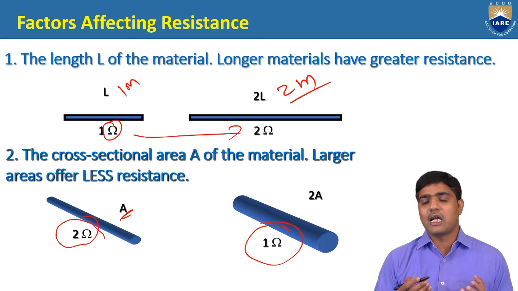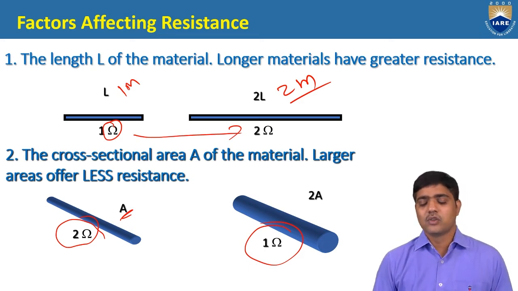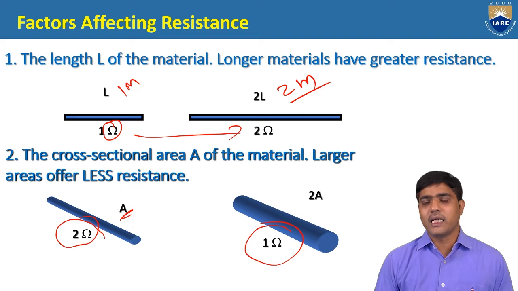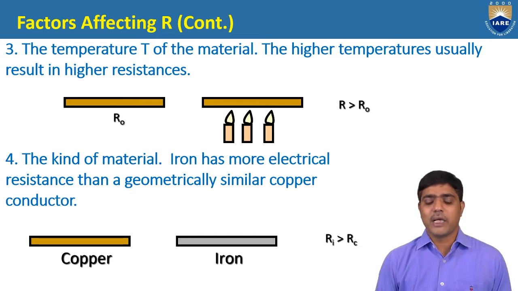Free electrons can travel very easily within that medium, and the collisions will be much less if you are increasing the cross-sectional area, so the resistance offered by that material is going to be less. So if you are increasing the cross-sectional area, the resistance offered by that material is going to decrease. The other one, temperature.